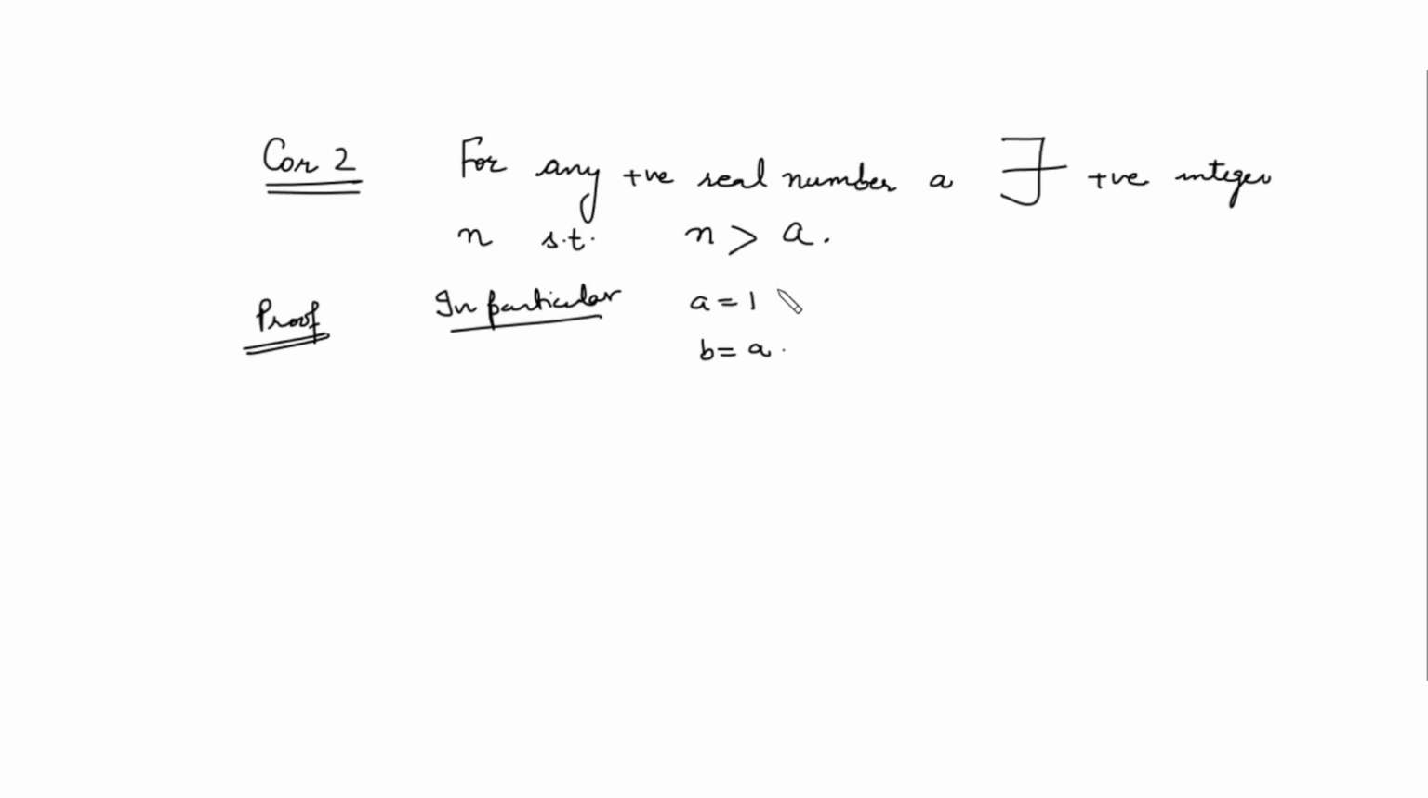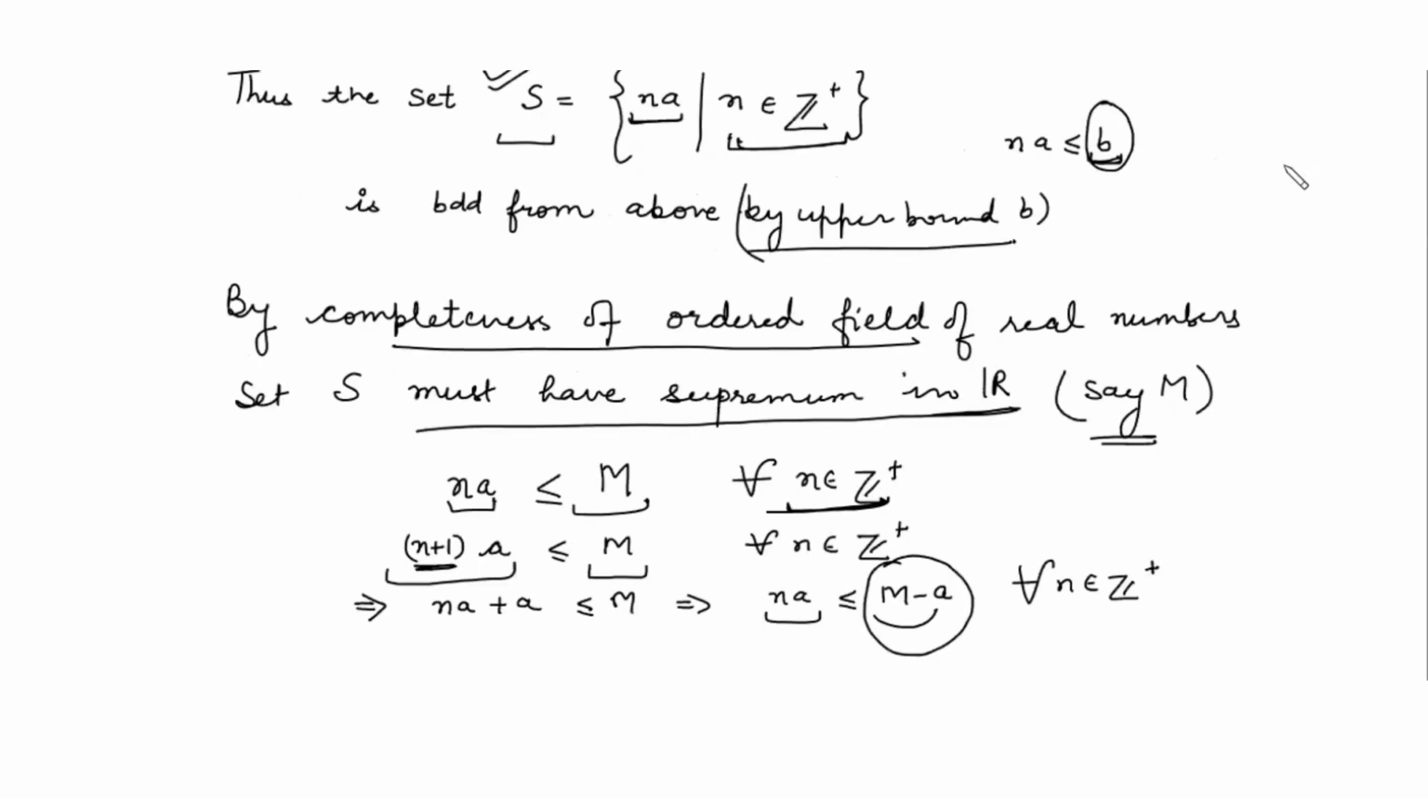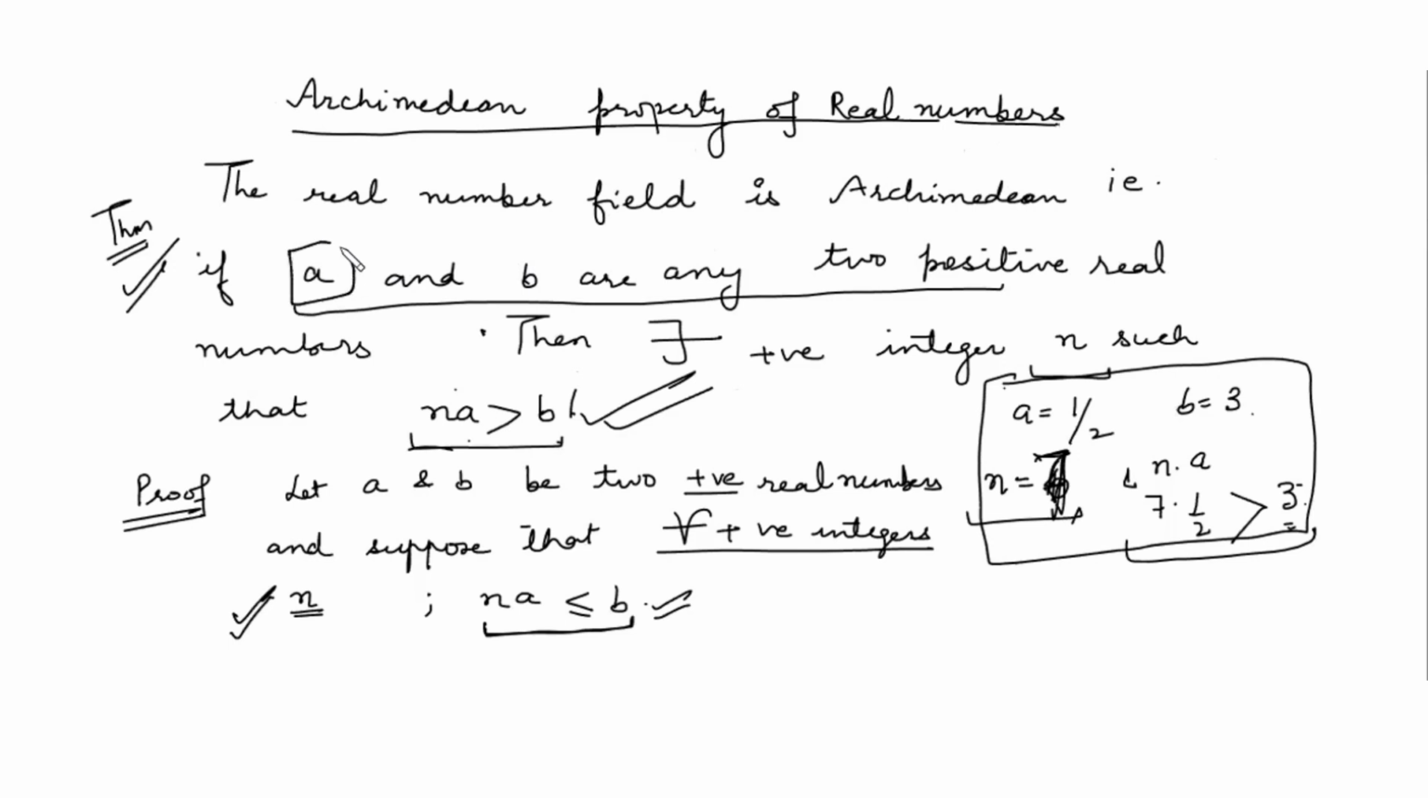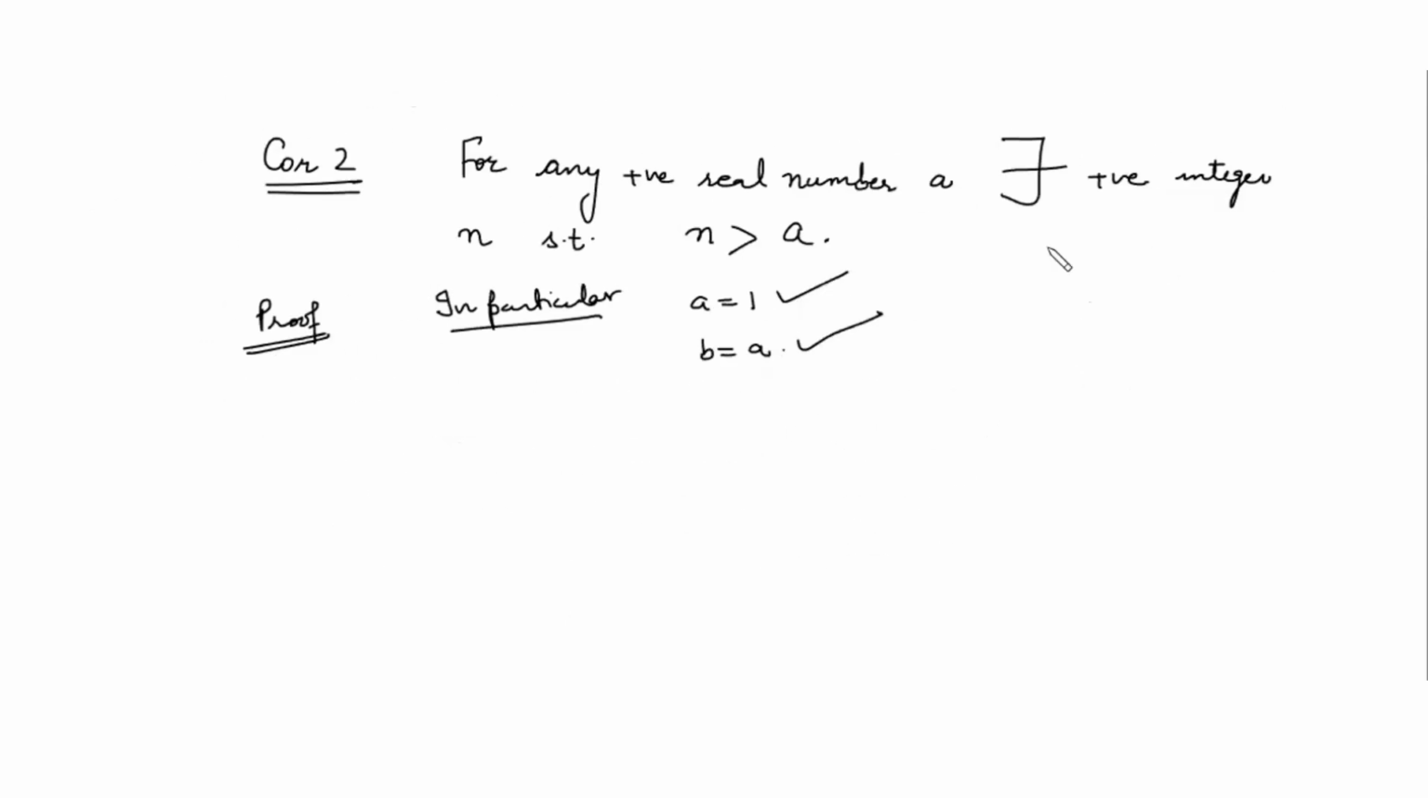In the main result, put a as 1 and b as a. That's it, you have what you need to prove. Here if you choose this to be 1 and this to be a, you will have that there exists a positive integer n such that n is greater than a. Is it clear? Yes, ma'am. So that is the particular case of this theorem, right? So in particular, if you choose a to be 1, this is clearly a positive real number, and by choosing b to be a, because we are already given a positive real number, by using that theorem we have n is strictly greater than a.